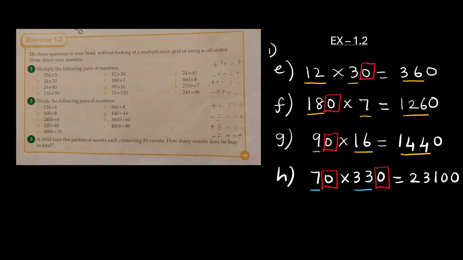The question is 12 into 30. So just we multiply the numbers first. 12 into 3 is equal to 36. We have one zero that we have to add to the end of the number. So the answer is 360.